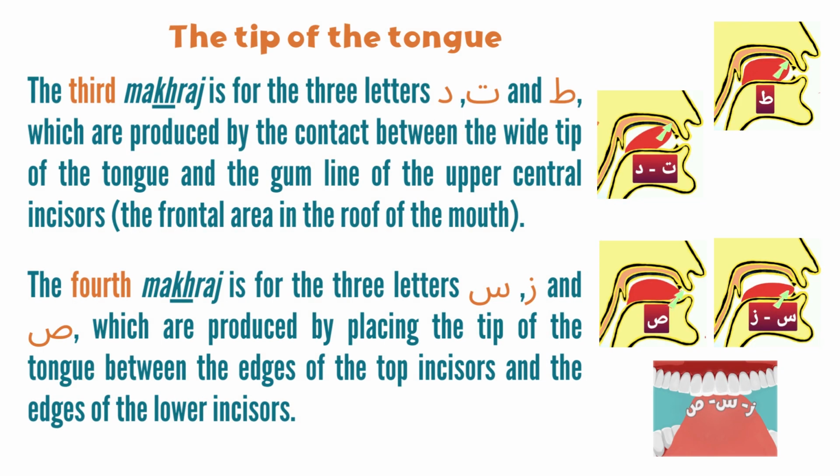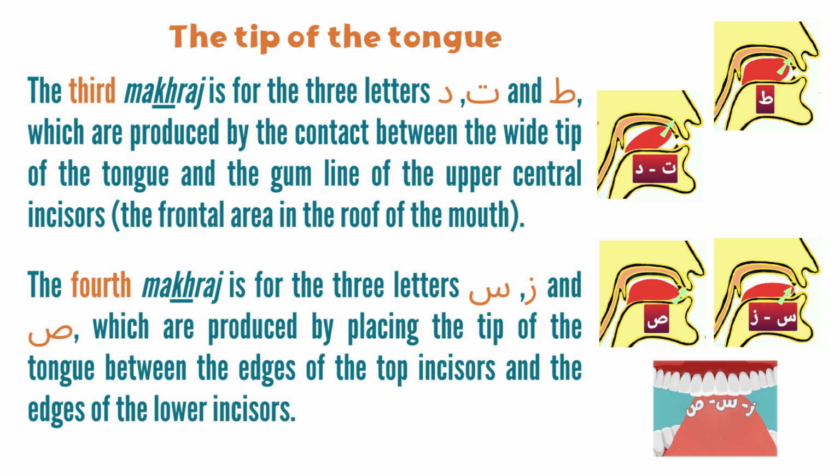Still in the tip of the tongue, we are now in the third minor makhraj in it, which is for 3 letters, dal, ta, and ta, which are produced by the contact between the wide tip of the tongue and the gum line of the upper central incisors, the frontal area in the roof of the mouth. Ad, at, at.